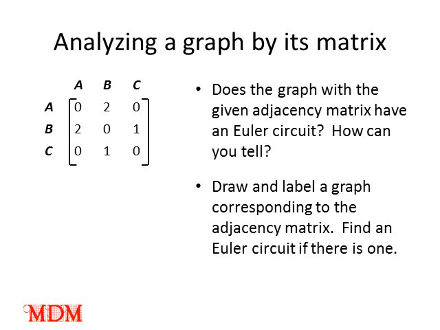Does the graph with the given adjacency matrix have an Euler circuit? How can you tell? Draw and label a graph corresponding to the adjacency matrix. Find an Euler circuit if there is one.